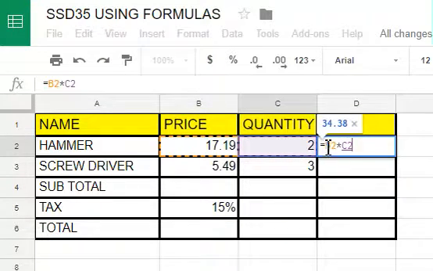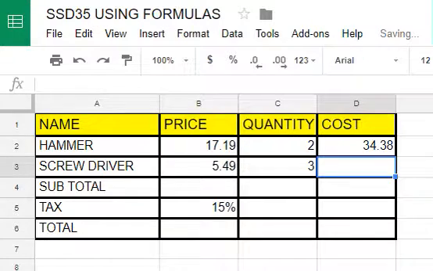So I got B2 times C2, and I press enter, and I get $34.38. If I click on that cell, $34.38, if you look up here in the formula bar, it says that total is arrived by multiplying B2 times C2.